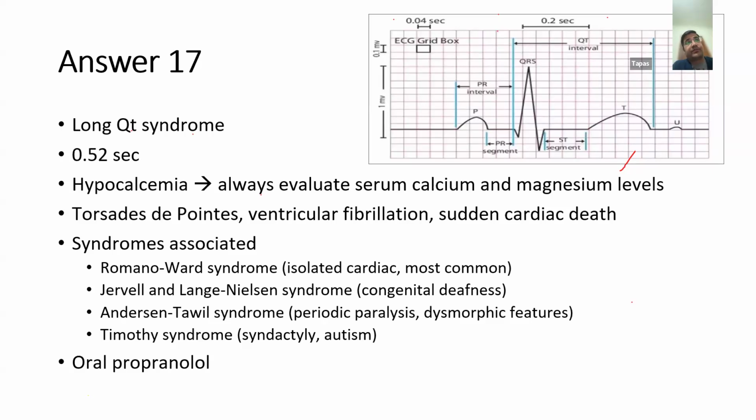Okay, and the syndromes associated are Romano Ward syndrome, with isolated cardiac manifestations, the most common one. Then Jervell and Lange-Nielsen syndrome, which is associated with congenital deafness also. Then Timothy syndrome. The management of this condition is to give oral propranolol, because that is the drug of choice in this condition.